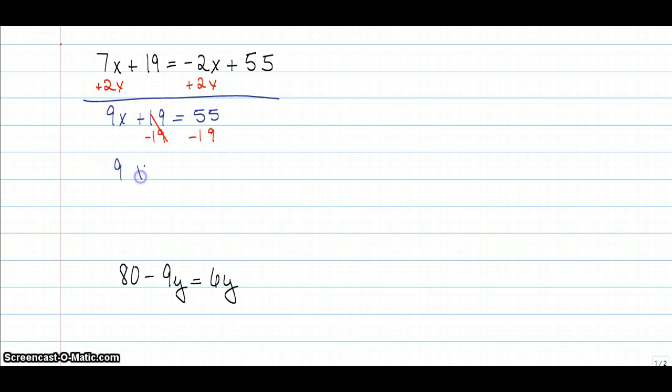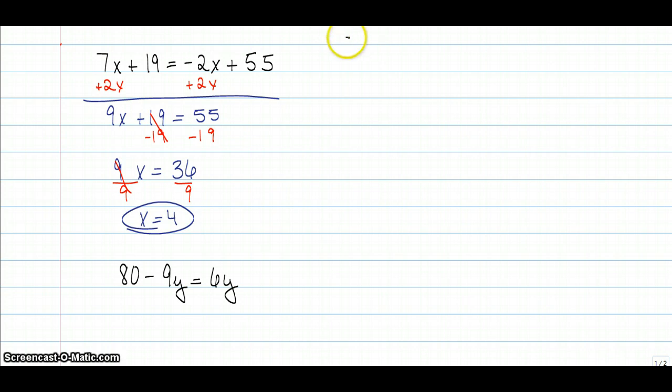So now I have 9x is equal to 55 minus 19. Okay, that's going to give me 36. Divide both sides by 9. So I have x is equal to 4. Okay, now I'm going to go and check my work.